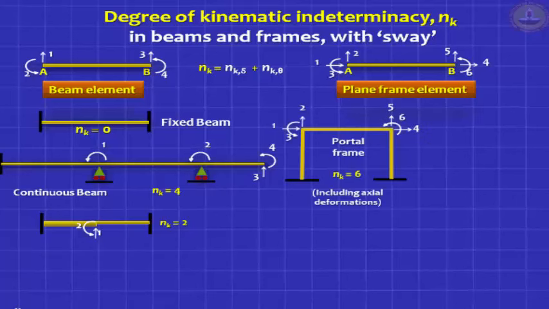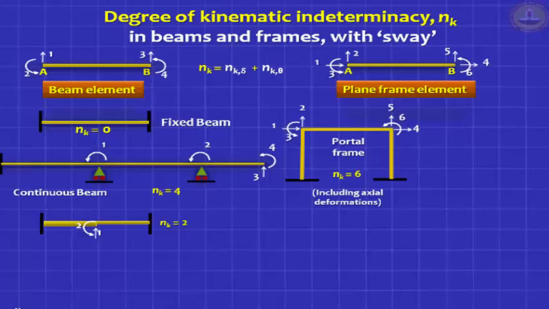Now let's look at a frame. That's a portal frame. At the fixed base, you don't have any translation or any rotation. So you have only three movements possible at every joint on top, two translations and one rotation. So that makes it six. This is if you consider axial deformations.